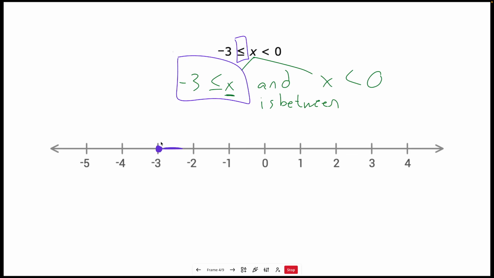But now we need to look at the second one, right? The second one says x has to be smaller than 0. And for this one, we're going to use an open circle, or a circle that's not filled in. And the reason is because it doesn't have the line underneath, right? So now we connect our lines, and here is our graph. We have a closed circle on the left, open circle on the right. X is between -3 and 0, basically.